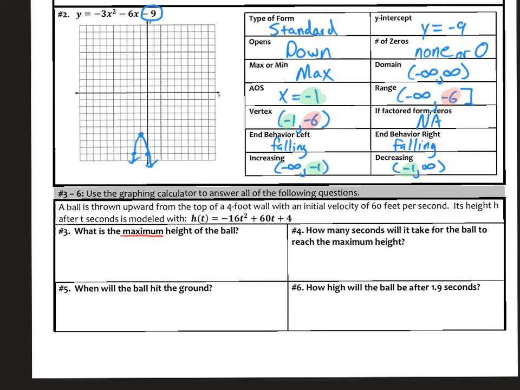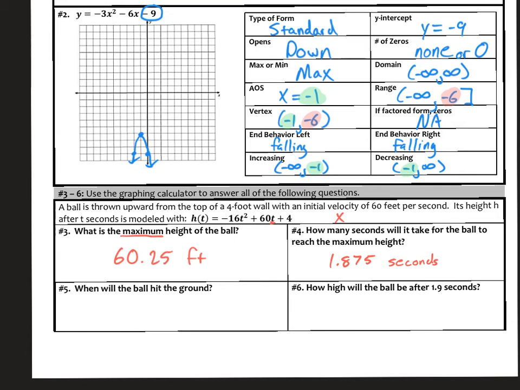So the max height is going to be that y value, right? That's the height, and then the x value is time. So my max height is 60.25 feet. All right, how many seconds will it take for the ball to reach the maximum height? Okay, seconds was my t, or time, and we used x in our calculator for that. And so the x value at the maximum was 1.875 seconds.